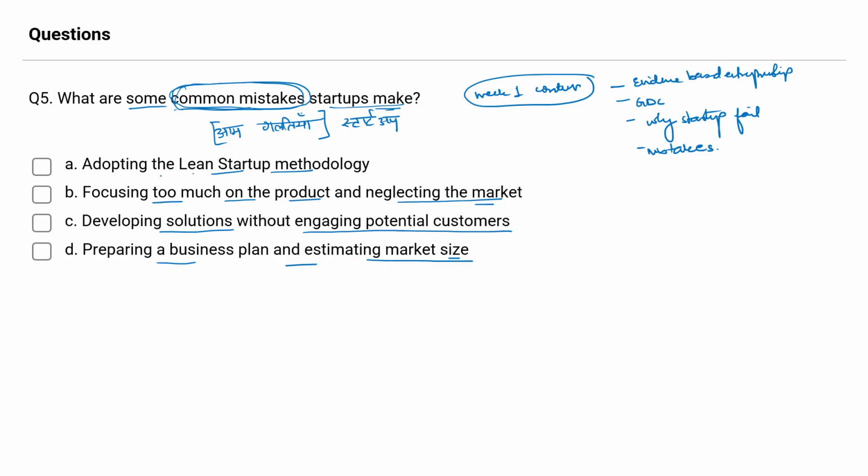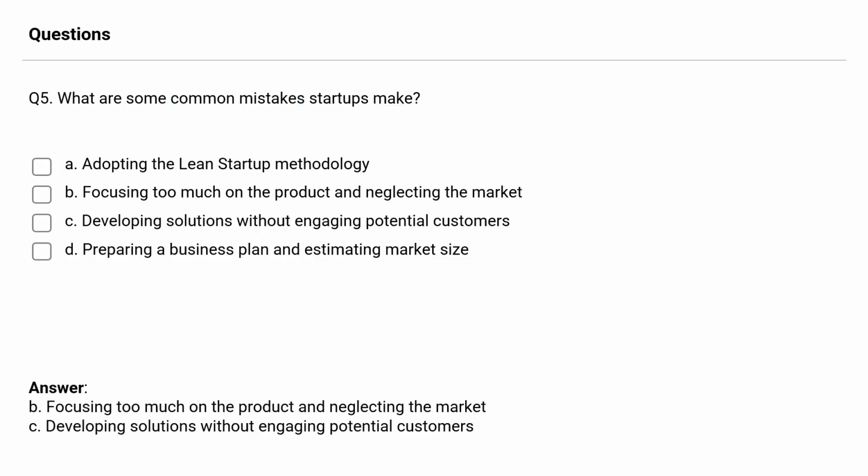All right, let's try to figure out the correct answer and explain the correct answers. Right. So the correct answers to the question on common mistakes are option B and C. Okay. And we'll figure out why these are correct ones. Okay. So B says focusing too much on the product and neglecting the market. Now we have already understood that a good product market fit is very, very critical. So if you are neglecting the market, then you are not having a good fit there.